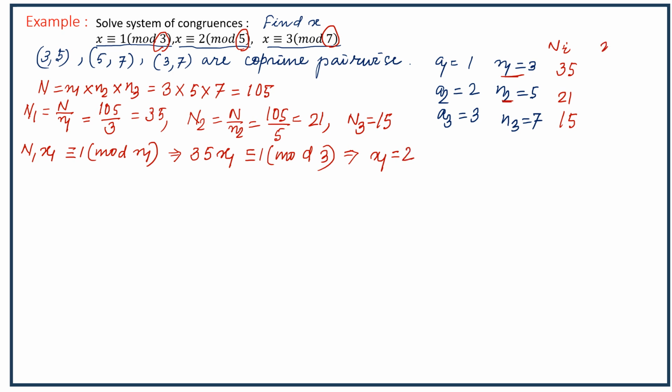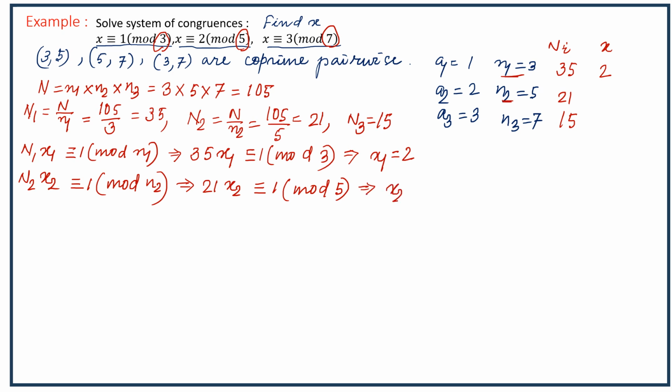So I am making a table here: x, the first one is 2. Next, in the same way, going for n2, x2 is congruent to 1 modulo n2. So it implies that 21 x2 is congruent to 1 modulo 5. So starting from 1, 21 into 1 is 21. When it divides with 5, it leaves remainder 1. That means x2 equals 1.